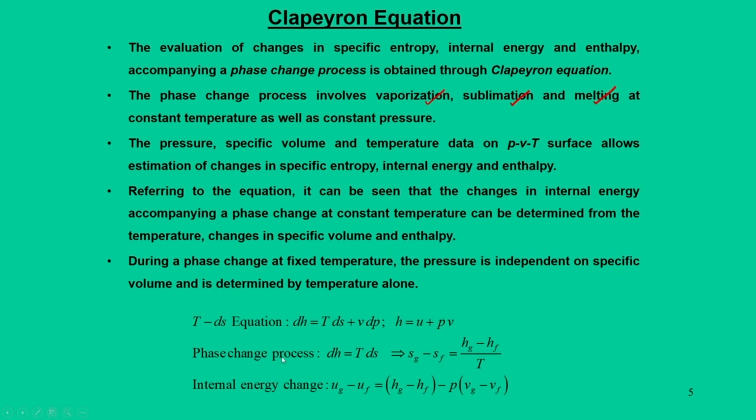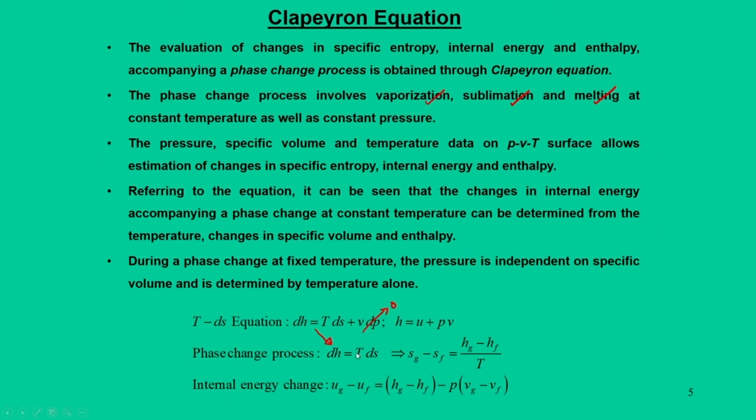Now, if you look at these equations, in fact these are the TdS equations, that is dH is equal to TdS plus VdP. We all know that since it is an equation and all these quantities are properties, it is applicable for all processes, whether reversible or irreversible. And if you apply it to a phase change process, dH becomes TdS, because in a phase change process normally temperature and pressure do not change. So dP, the second term, goes to 0. So this equation now simplifies to dH equals TdS.